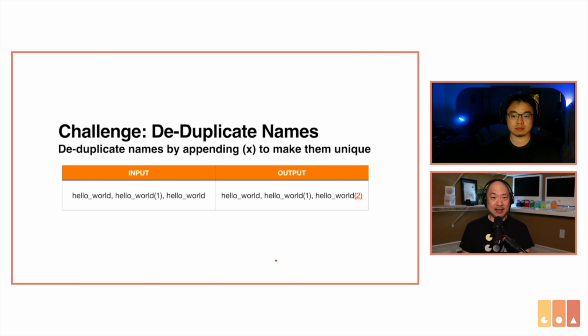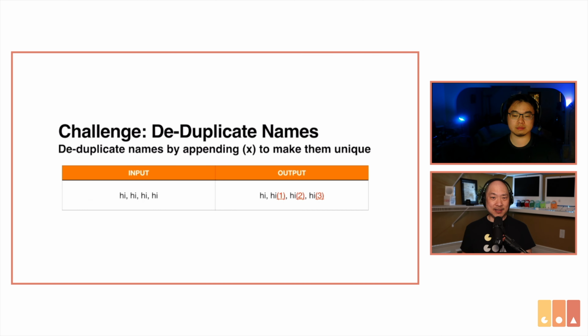And then this data set is similar but slightly different. If you look at the input, it's hello world, so we output hello world. The second string is hello world bracket 1, so it's unique because we don't have that in our output yet, so we output it as is. And then the third string, hello world, already exists in our output, so we have to put an index. The first index we try is bracket 1, but bracket 1 already exists in our output. So we increment to bracket 2, and that's what we output.